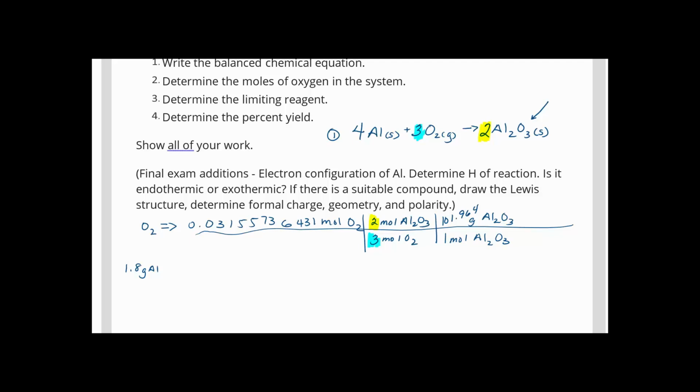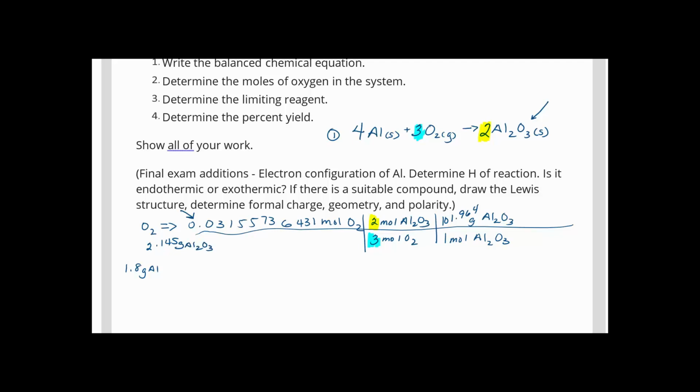So when I perform this calculation, I take this value here, 0.03155573, and all the other digits that were in my calculator. I multiply it by 2, and then I multiply that by 101.964. And then I divide all of that by 3. So from the oxygen, I can make 2.145 grams of my product.